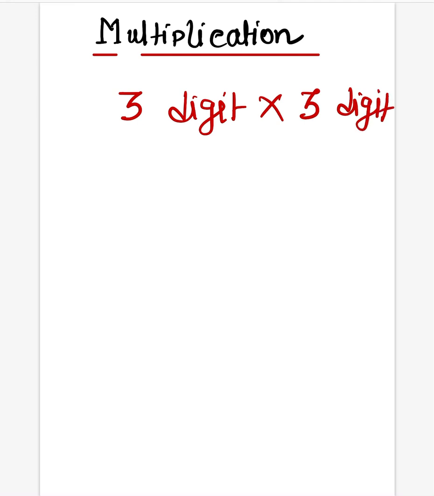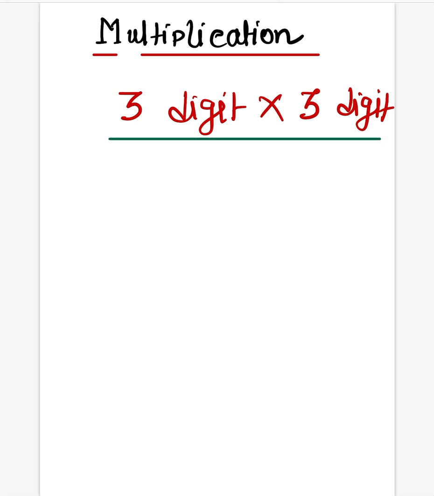Now students, in our previous video classes we have already seen some types of multiplication, such as 2 digit into 1 digit, then we have seen 2 digits into 2 digits multiplication. Today we are going to find out how to multiply a number which is 3 digits with a number which is also 3 digits. That means 3 digit into 3 digit.